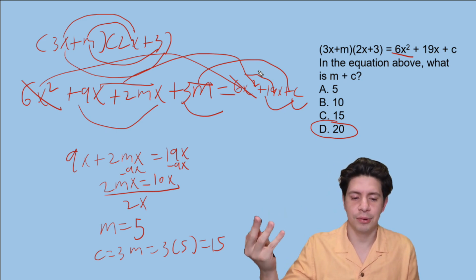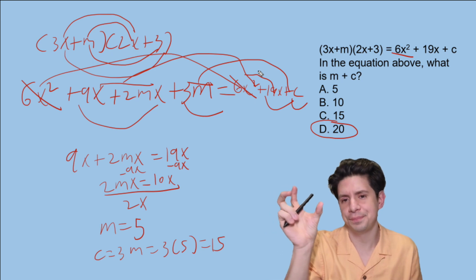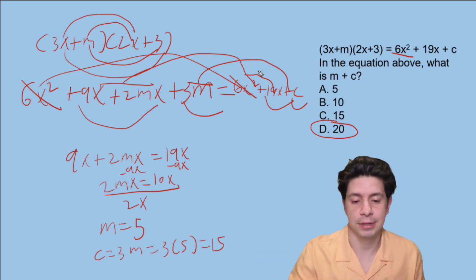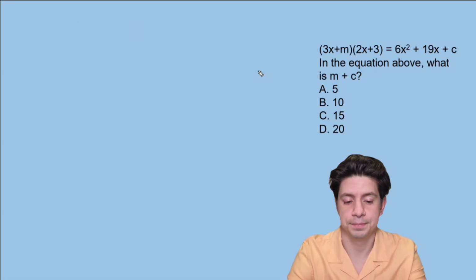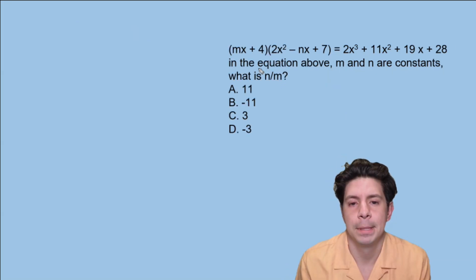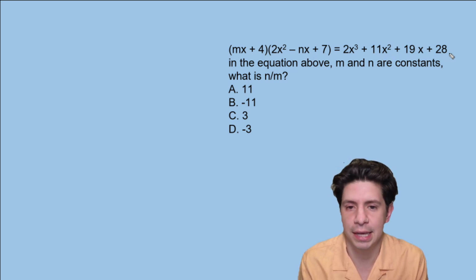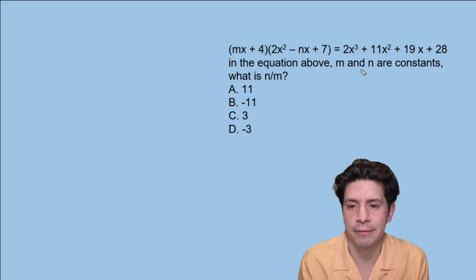So let's try another one. It's a little harder because instead of a binomial and binomial, it's a binomial and trinomial, but you'll see. Here we have (mx + 4)(2x² − nx + 7) = 2x³ + 11x² + 19x + 28. In the equation above, m and n are constants, so that's the standard way they write it. What is n divided by m?